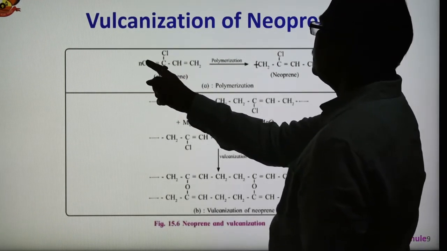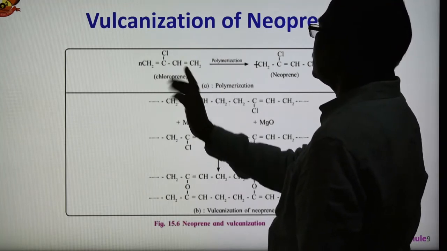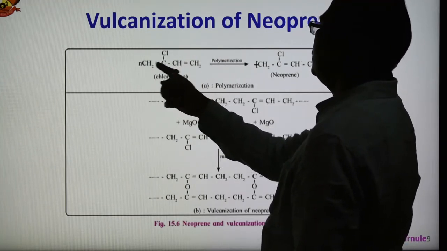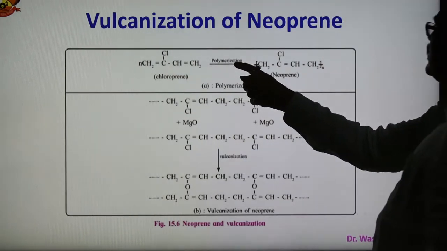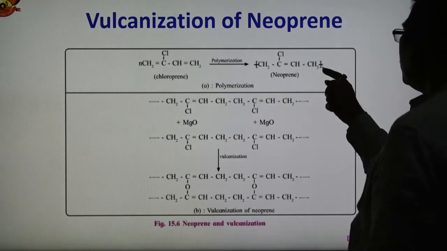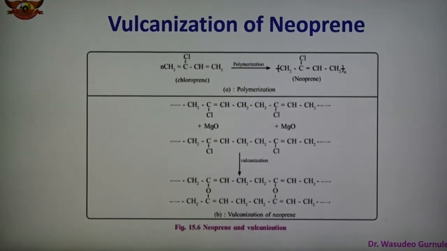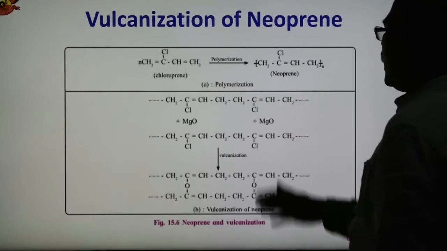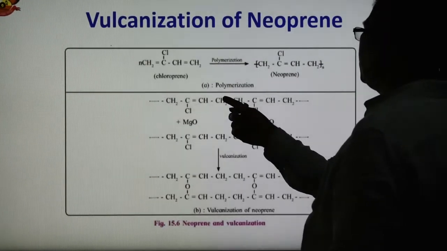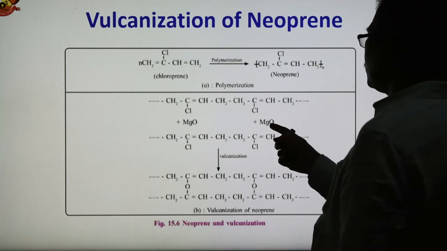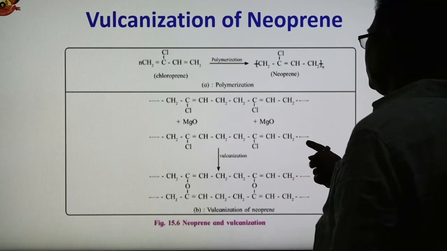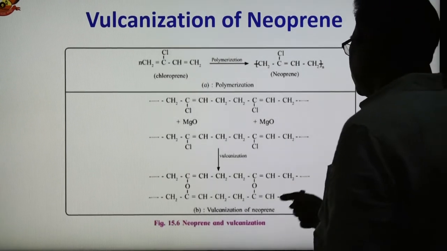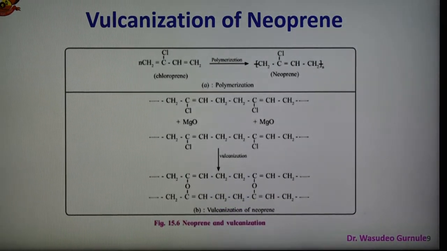So look, this is 1,3-butadiene, carbons 1, 2, 3, 4 are there, butadiene, 2 double bonds are there. So 1,3-butadiene, and at the 2 position there is Cl. So chloroprene undergoes polymerization forming neoprene. The polymer of this chloroprene is known as neoprene. In the presence of magnesium oxide, this chloroprene forms neoprene. Here this type of chain is formed, and after this we get vulcanization of neoprene. So this is an important compound, neoprene.